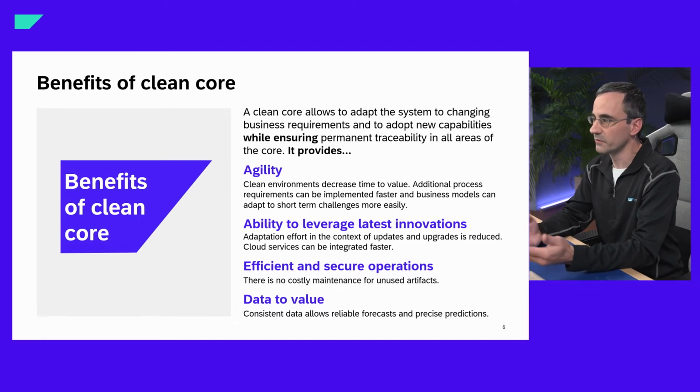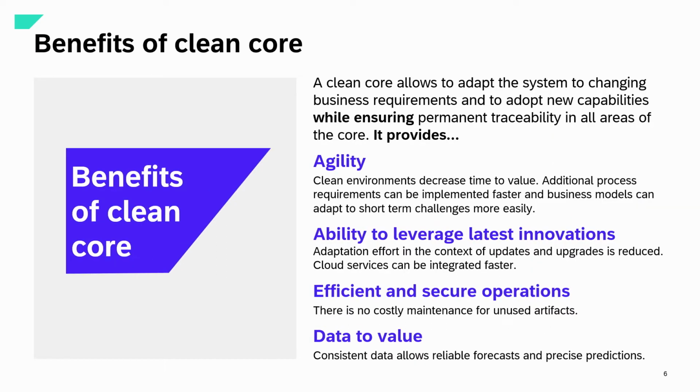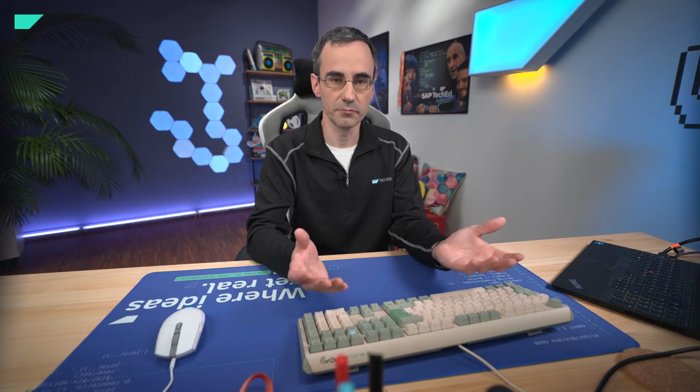The benefits of following Clean Core guidelines and principles are more agility, being up to date with the system, and then leveraging the latest innovations. Besides agility, there are also efficient and secure operations, but data to value is important too, to have the right data in the system, in the right quality, for reliable forecasts, for example, or for precise predictions.